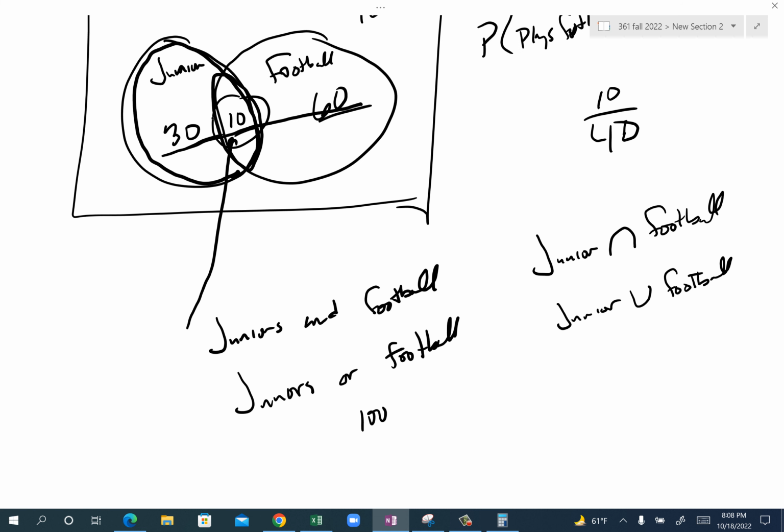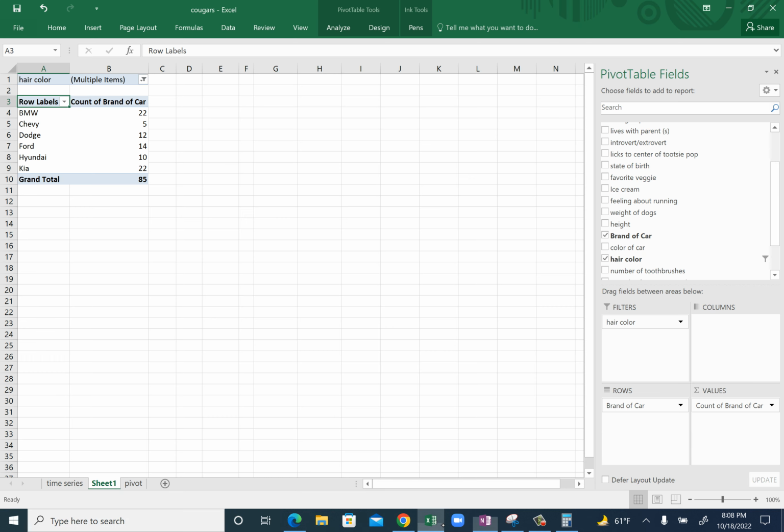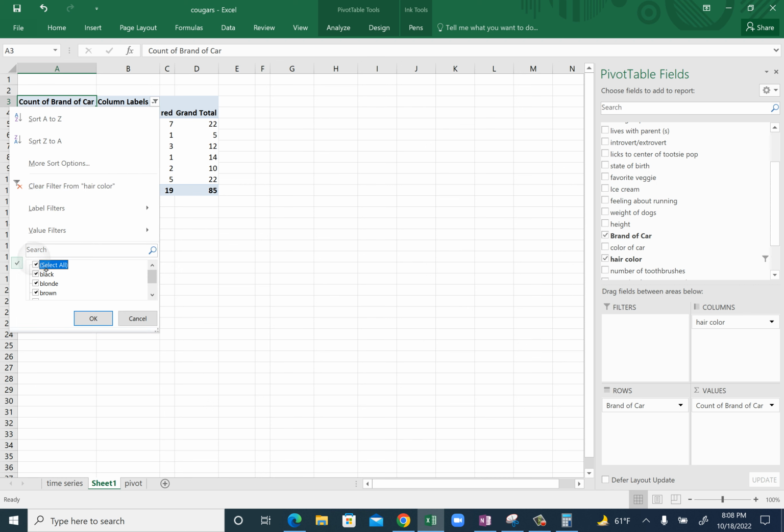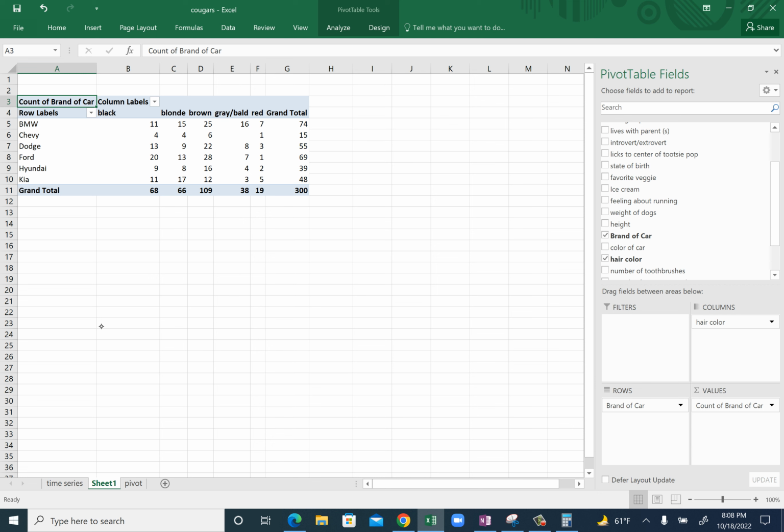So if you come back to Excel, the same kind of thing can happen over here if you're not paying attention correctly. Let's bring him over here. Let's get rid of our labels. Cool. Done. What's the probability that a person is a Hyundai driver or has brown hair? Hyundai or brown hair? Now, some people would say it's 39 plus 109 over 300.